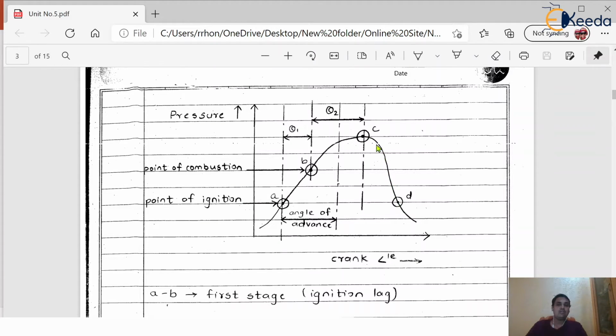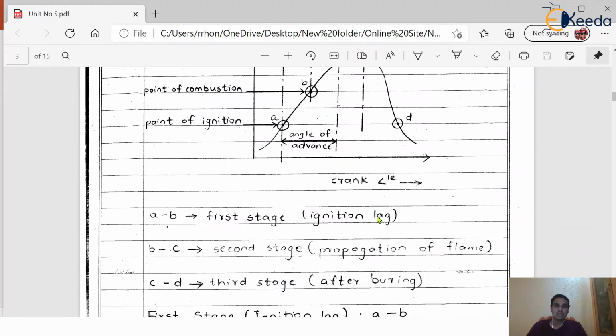The piston is moving from TDC to BDC. In this case, during this process, though the high temperature is present inside the engine cylinder, if some amount of air fuel mixture remains to burn, that will burn after point C. That's why the process C to D is called the afterburning process, and this way the combustion process is carried out inside the SI engine.